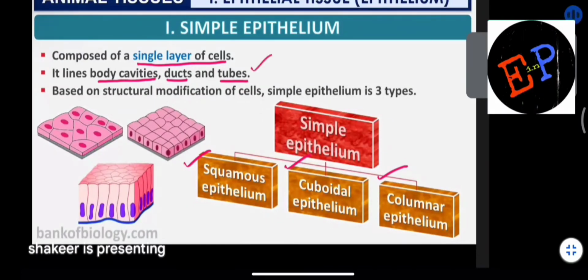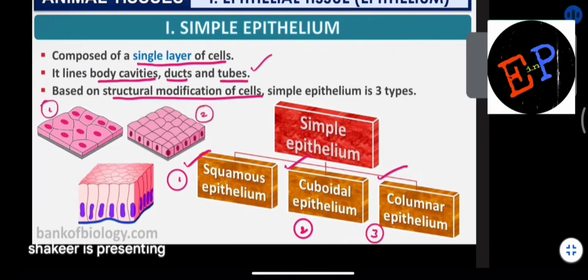And tubes. Tubes means what? Arteries, veins, all of these are tubes only. So all of them are made up of simple epithelium. Based on structural modification of cells, it means the shape of the cells and the arrangement of the cells, this simple epithelium we are dividing into three types: squamous, cuboidal, and columnar. Okay? So this is the first one, which is called squamous. Second one is called cuboidal.